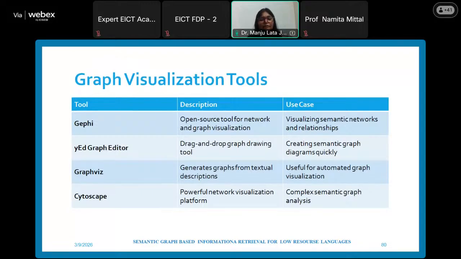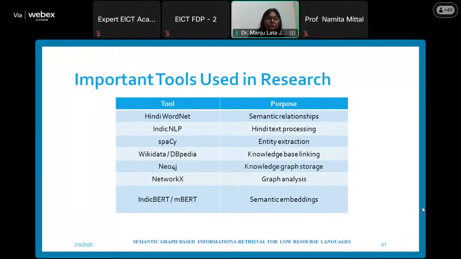Now, we discussed what semantic graphs are. But are there any graph visualization tools available? Yes, if you have documents, graph visualization tools are available which can create graphs for you. Gephi is the most widely used open source tool. Apart from that, yEd Graph Editor, GraphViz, and Cytoscape. Among all these, I myself have used Gephi for my experiments on text summarization and keyword extraction. I have also used yEd to some extent, and other tools are available online as well.